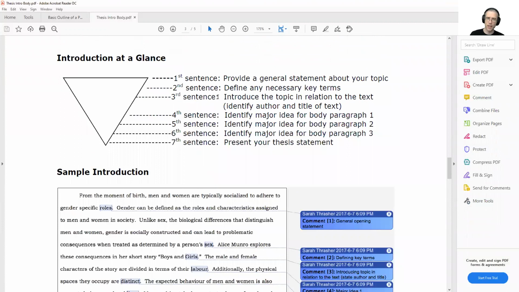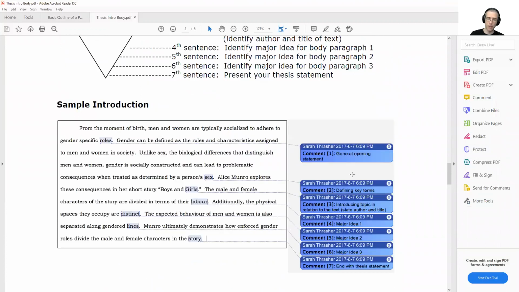So that first sentence, wherein I provide a general statement about the topic. From the moment of birth, men and women are typically socialized to adhere to specific gender roles. So I've introduced my topic about men, women, and gender roles. Second sentence, where I expand on that idea or I define key terms. Gender can be defined as the roles and characteristics assigned to men and women in society. Comment 3, which introduces the topic in relation to text.